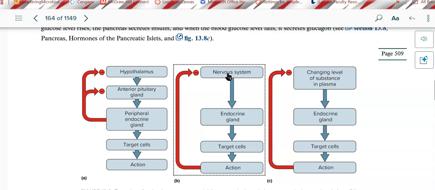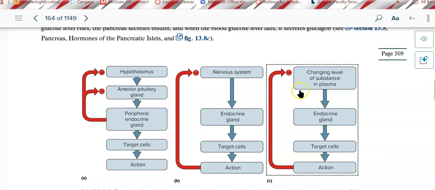With the adrenal gland secreting adrenaline, for example, the nervous system stimulates the adrenal gland, and that adrenaline comes back to the nervous system and shuts off the negative feedback loop. And then if you have a substance in the blood plasma, if its level changes like sugar, then the endocrine gland, in that case the pancreas, sends insulin to the target cells, which are primarily the muscles. The muscles take sugar out of the blood, and the lowered blood sugar level shuts off the negative feedback loop.